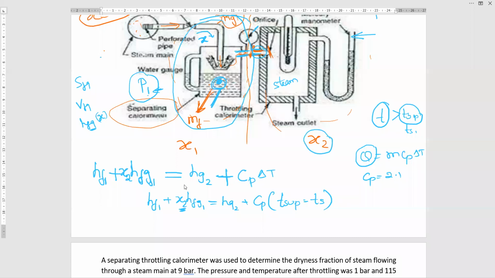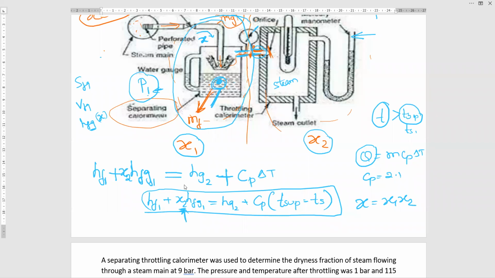So here you will get the value of X2. Okay, now the question is how to calculate X1, because X is equal to X1 and X2. Using this formula, we can calculate X2. Okay, fine. But how to calculate X1? X1 cannot be measured directly. It will not be given. But we know the formula. What is dryness fraction? Dryness fraction is defined as the ratio of mass of gas divided by mass of gas plus mass of water.